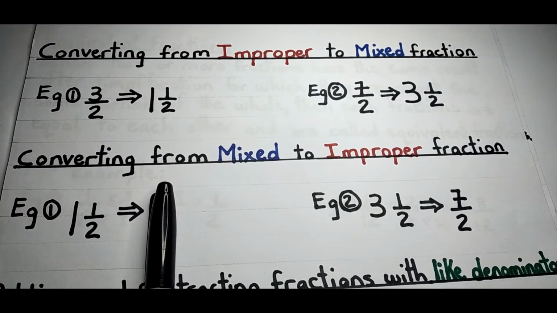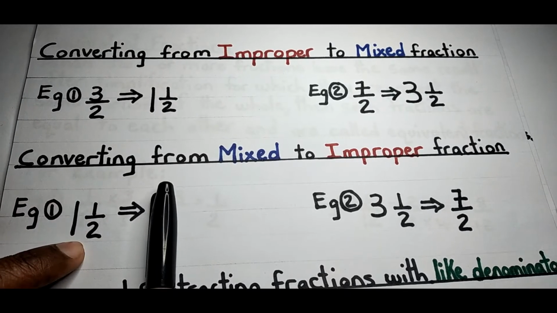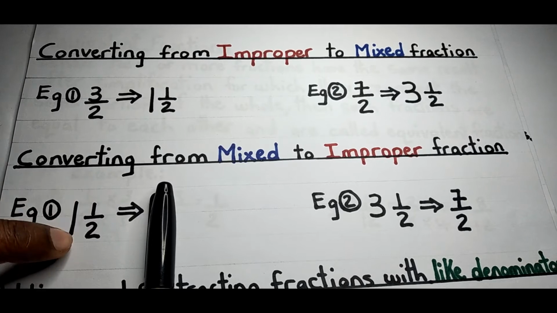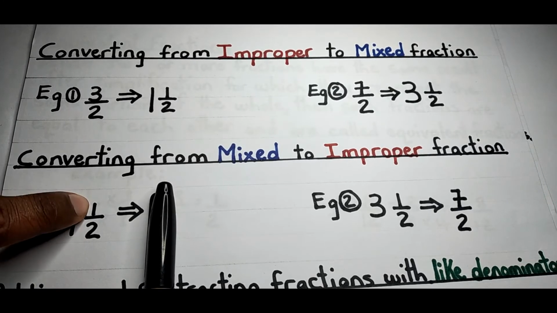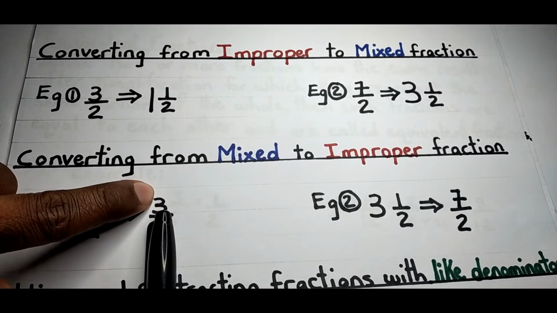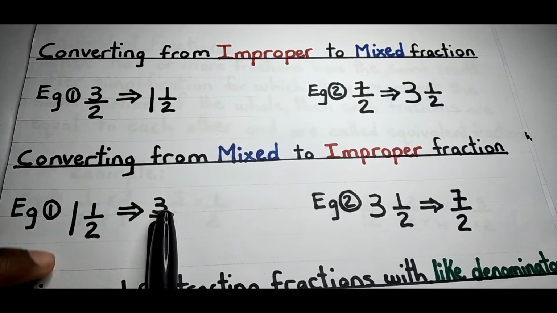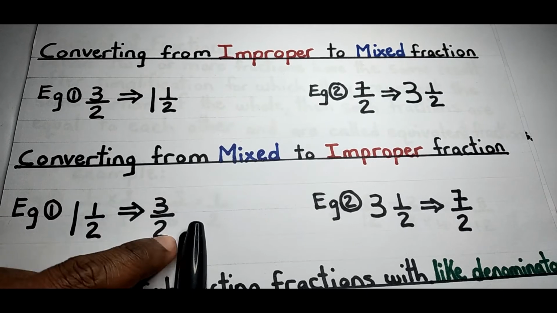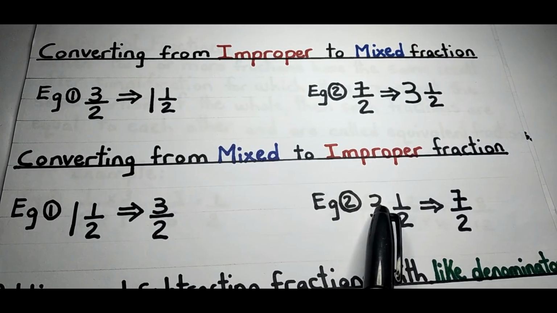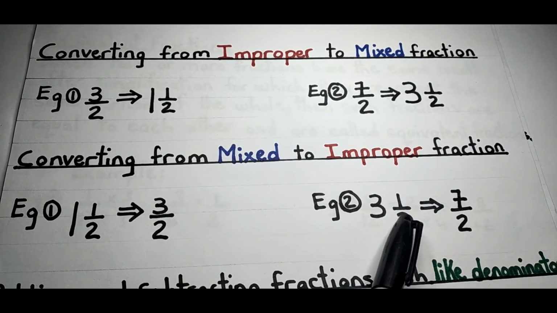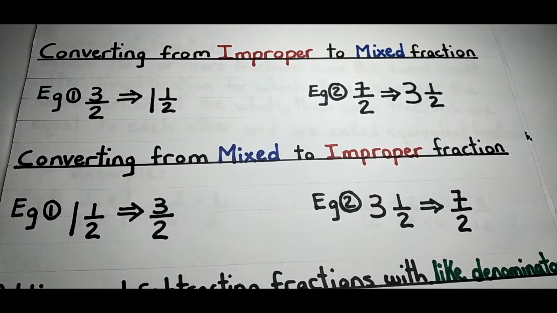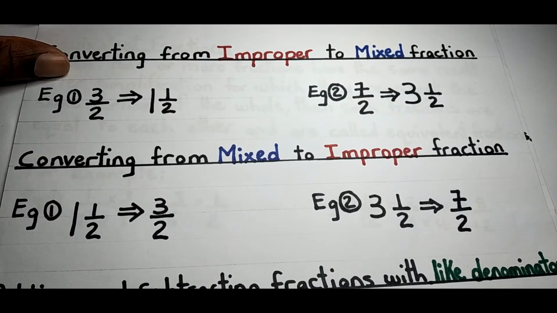We then add that product to the numerator. So that 2 that we get, we add to the numerator. So we end up with 2 plus 1. So 1 times 2 is 2, 2 plus 1 gives us 3 right there. And that's how we get the numerator right here. Again, we keep the denominator, which is 2. Same thing over here: 3 times 2 is 6, add the numerator, 7. So 3 times 2, 6 plus 1, 7. Keep the denominator right here. That's all there is to it. So that's how we convert from mixed to improper fractions.